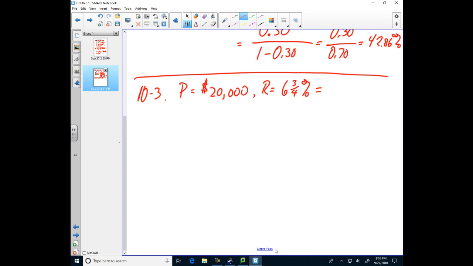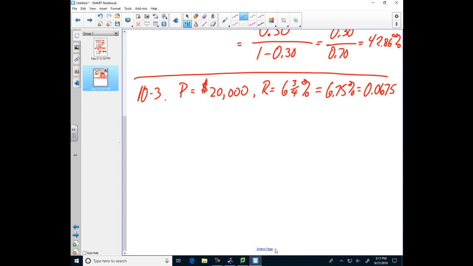Now we need to turn this 6 3/4% into a decimal, don't we? As an intermediate step, you could do this. And now you can move your decimal places. Did everybody follow converting the 6 3/4 to a decimal? Okay? Everybody okay? Okay. Now what else are we given?